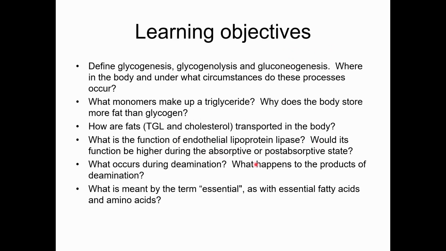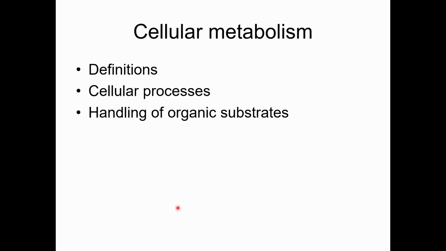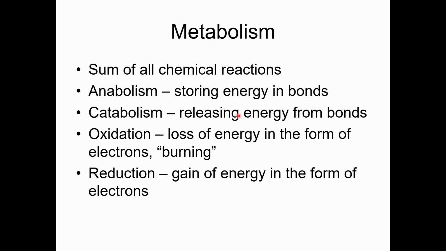And we're going to talk about absorptive and post-absorptive states and why that would be active in a certain way. We're going to talk about what occurs with deamination, what happens to the products of deamination, and finally we're going to finish up with what kind of substrates are considered to be essential. What in the world does that mean? So we're going to start with some definitions, talk about cellular processes, and then talk about handling organic substrates. Those are the 3 major themes of this presentation.